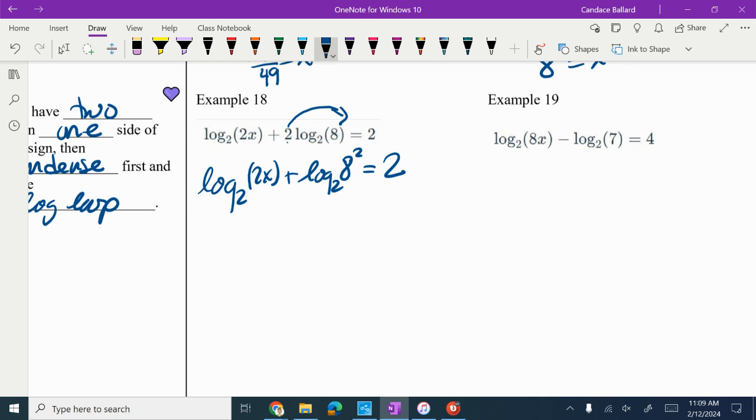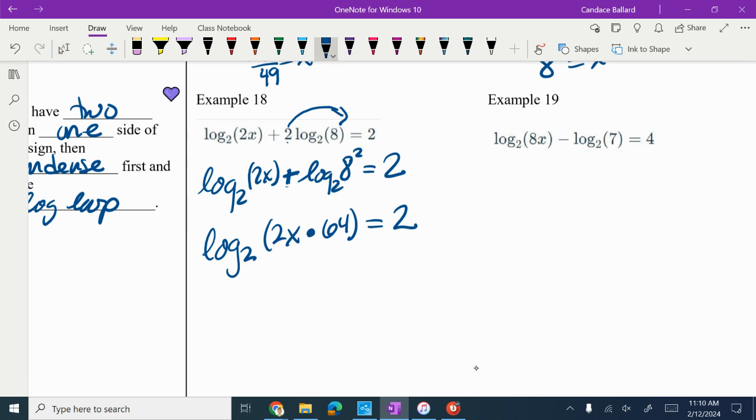All right. I could do this in 2 steps, or I could do it in 1 step. I'm going to do it in 1 step. Okay. So I'm going to do a little bit of work in my head. All right. What does addition turn into? Multiplication. So remember, this is where I condense it to 1 log. Okay. So I'm going to multiply 2x by, what's 8 squared? 64. Good. Equals 2. I'm going to go ahead and simplify that before I try to do any looping.